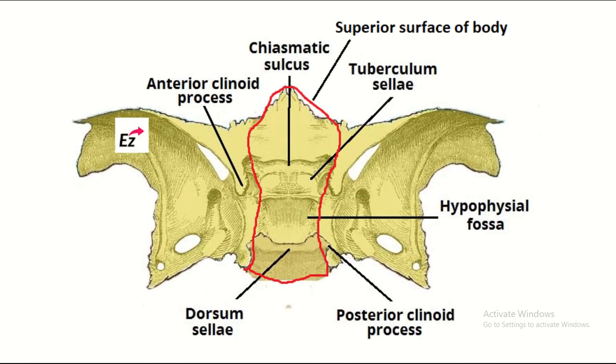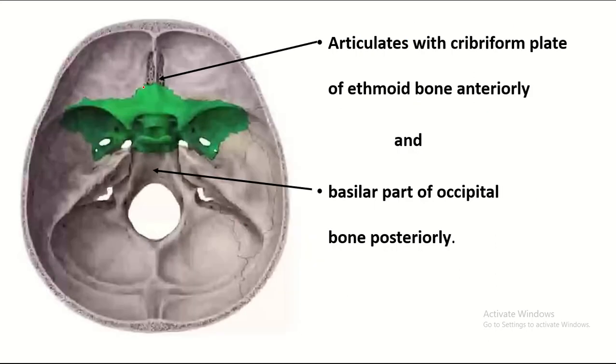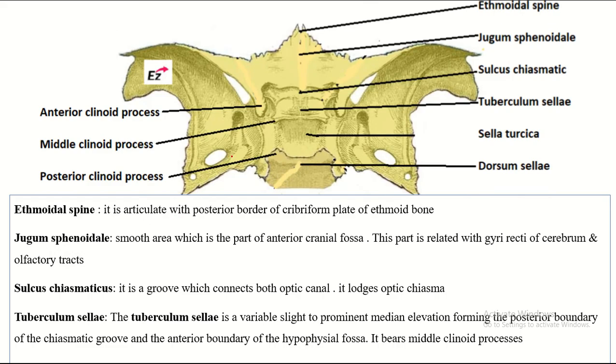This is the superior surface of the body of the sphenoid. Anteriorly it articulates with the cribriform plate of the ethmoid, and posteriorly it articulates with the basilar part of the occipital bone. From before backward, the superior surface has the following structures: the ethmoidal spine, jugum sphenoidale, sulcus chiasmaticus, tuberculum sellae, sella turcica, dorsum sellae.